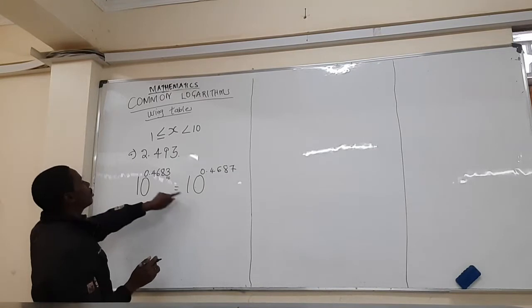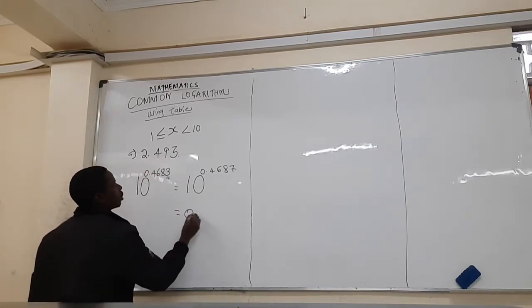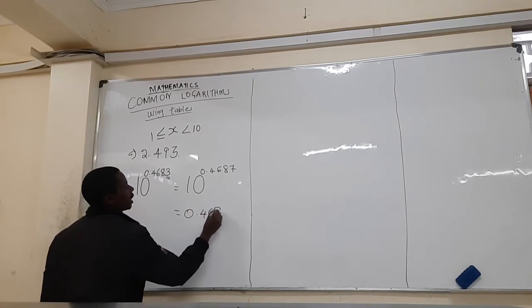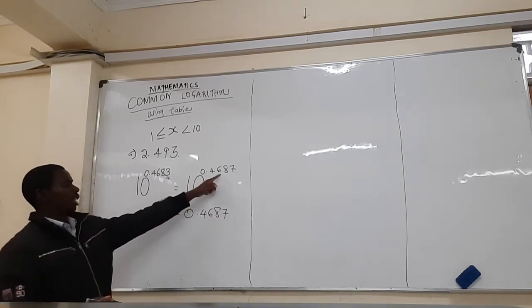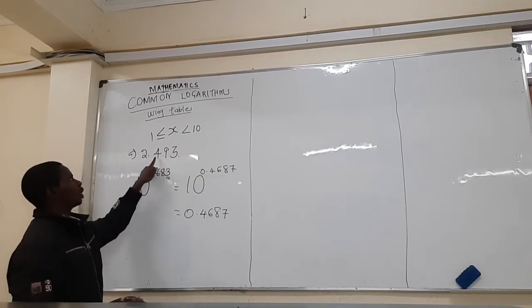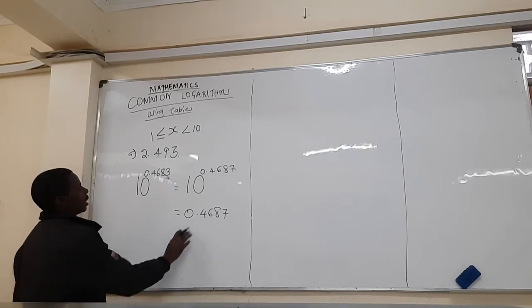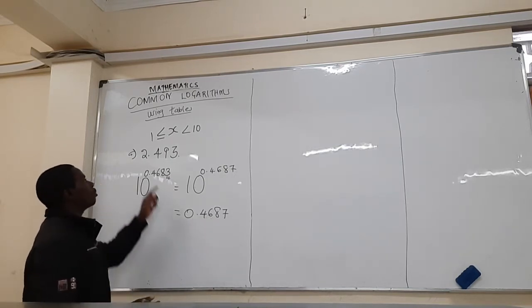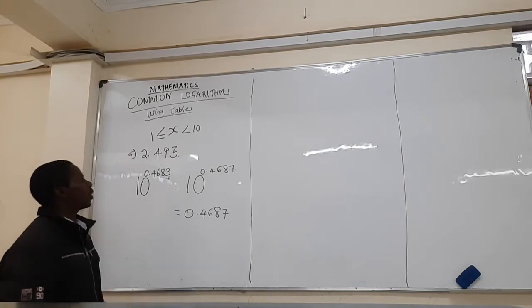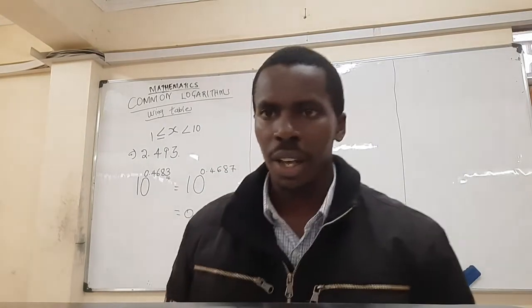Now this is the logarithm of 2.943, that is 0.4687. In other words, when we have 10 power 0.4687, this gives us 2.943. Basically, we just write it as 0.4687. That is the logarithm of 2.943 to the base 10, using the table.